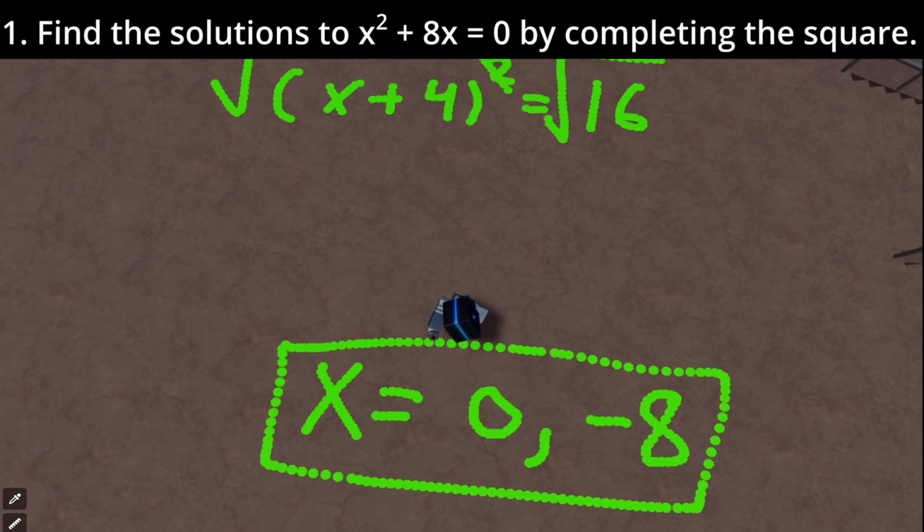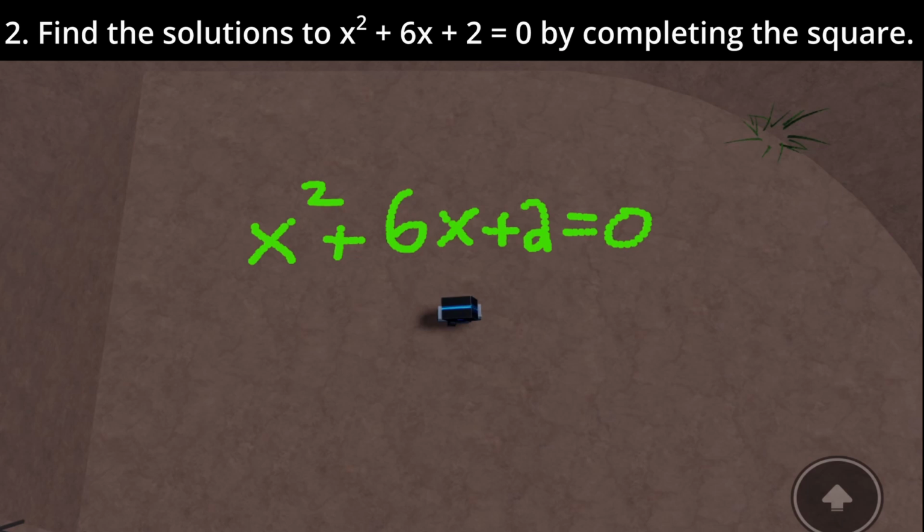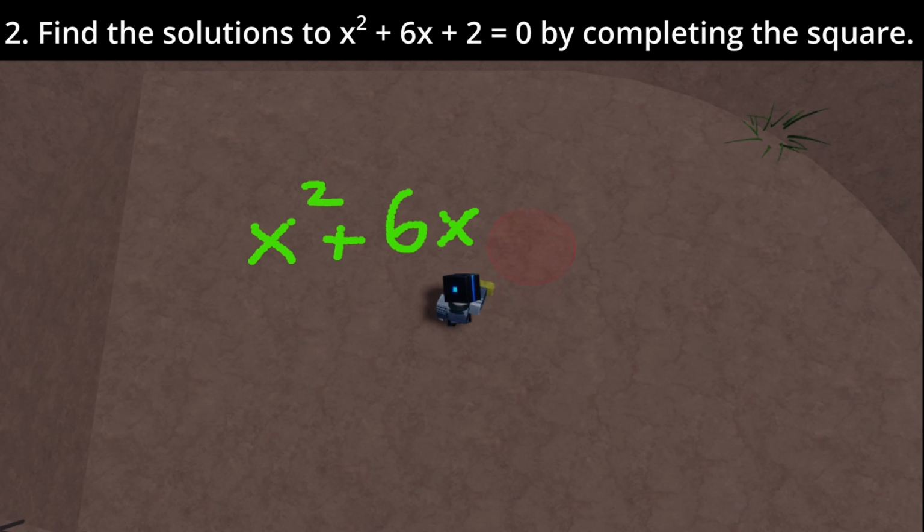Let's move on to some harder problems. In this problem, we have x squared plus 6x plus 2 is equal to 0, and we need to solve this by completing the square. First thing I'm going to do is subtract 2 from both sides. So I'm going to do minus 2 minus 2. That'll get me x squared plus 6x is equal to negative 2.